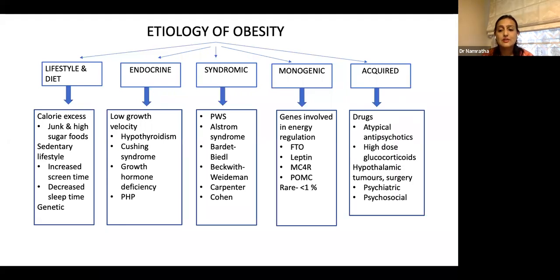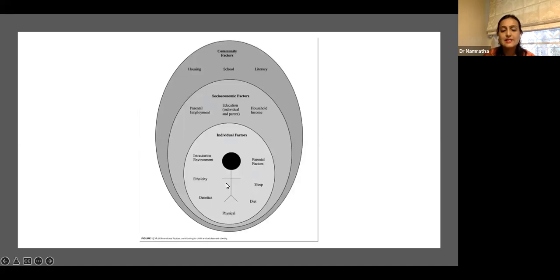Acquired causes include commonly used drugs such as antipsychotics, anticonvulsants, high-dose glucocorticoids, hypothalamic tumors or tumors of the pituitary hypothalamic area, and surgeries involved in that area, which can disturb the appetite and satiety balance. And certain psychiatric and psychosocial issues can manifest as various types of eating disorders, which can also lead to obesity.